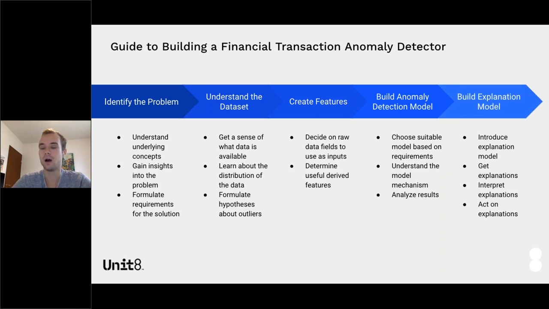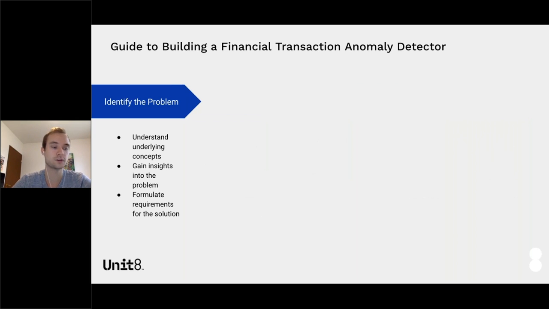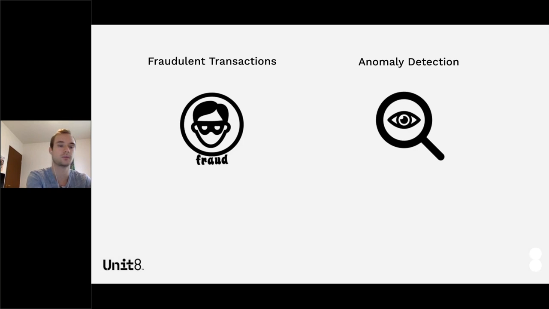And lastly, we want to guide you through the process of using an explanation model. And we'll of course talk about this more later, but for now it should suffice to know that this will help us make sense of the outputs of our model. So first things first, let's start by discussing the important concepts and understand the problem well enough such that we can formulate requirements for our solution.